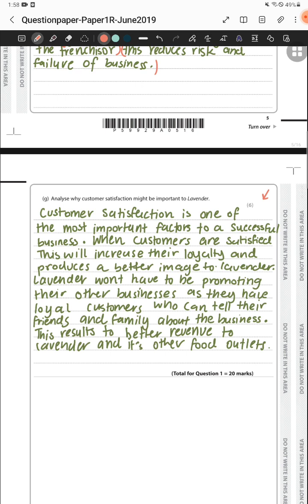Alright, the last question for this question 1. Analyze why customer satisfaction might be important to Lavender. Well, this is very obvious.